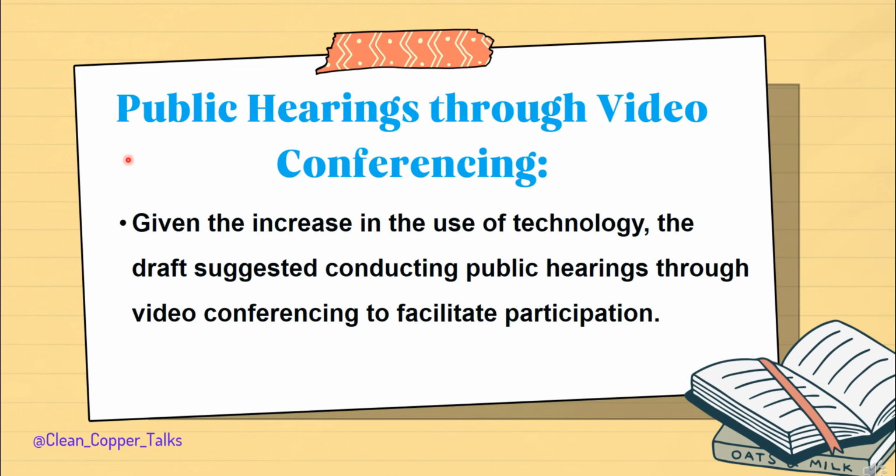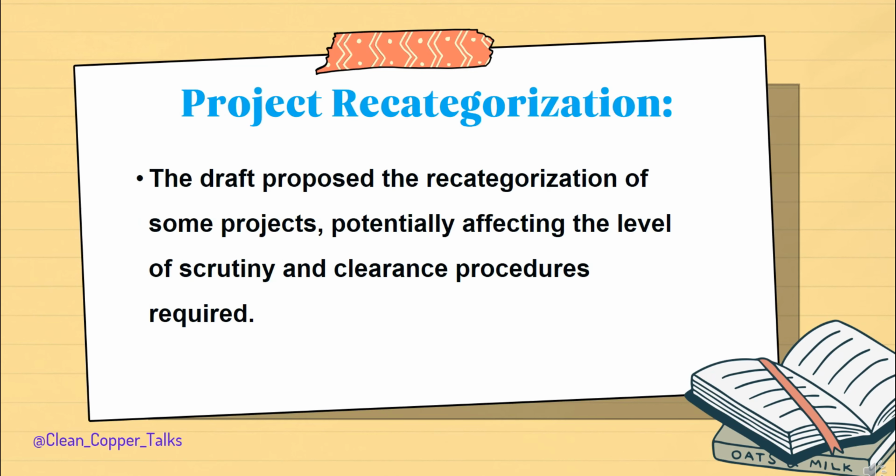Then project recategorization was proposed in draft 2020 EIA rules, that a project can be recategorized, potentially affecting the level of scrutiny and clearance procedures required. Now, suppose a project initially was categorized as an A project. Now down the years you are categorizing it as a B project. So essentially it will require less scrutiny and less clearance procedures. So this was again accepted with folded hands.